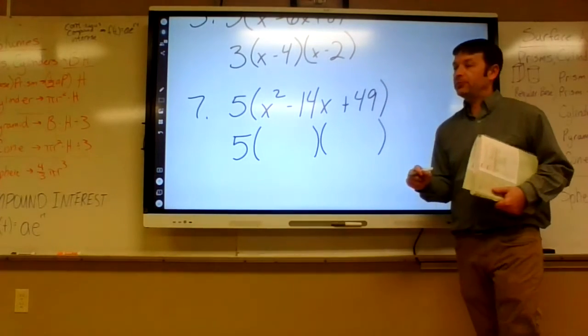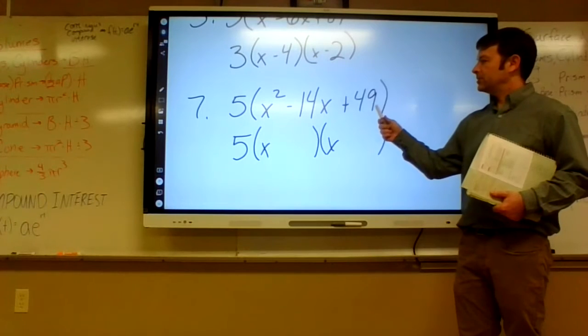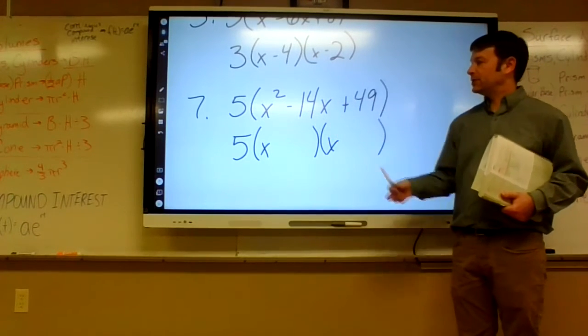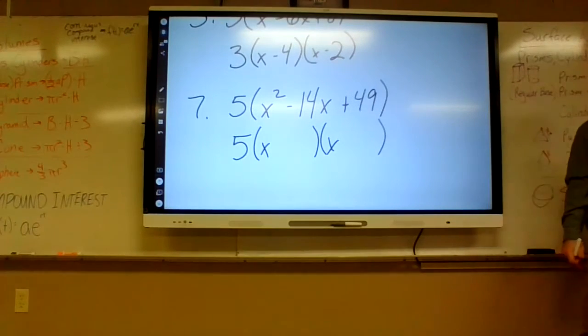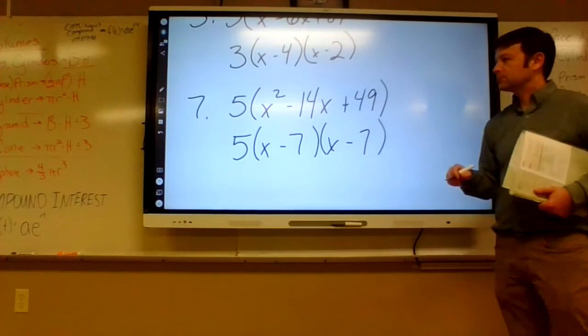What am I going to put in front of the parentheses? What goes into 49 that adds up to negative 14? 7 and 7. How do I get to negative 14? Negative 7, negative 7. It can't be wrong.